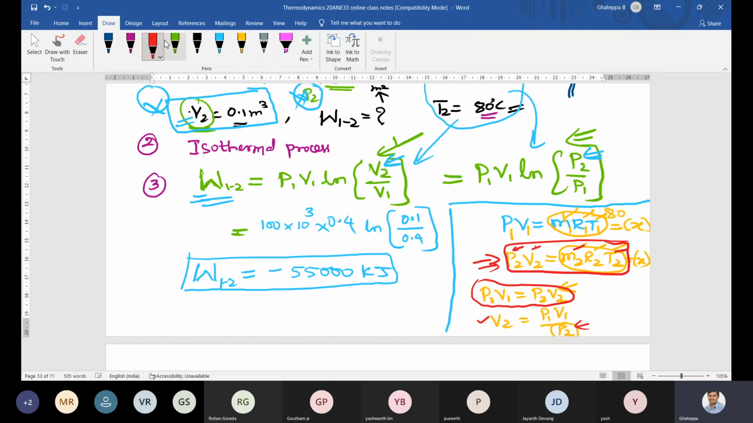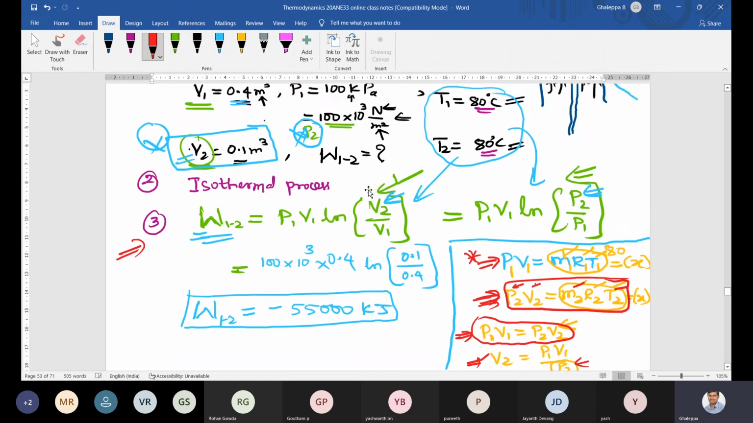But this is a rare case, my dear students. Do not get confused. This is a rare case. If the problem is given like this, you have to calculate the unknowns using this equation and this equation, and substitute. Rare case. Otherwise, directly some values will be given.